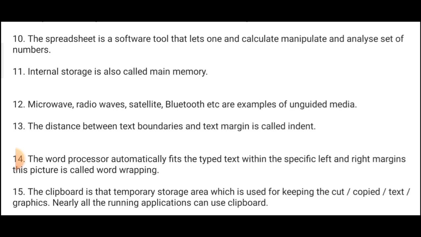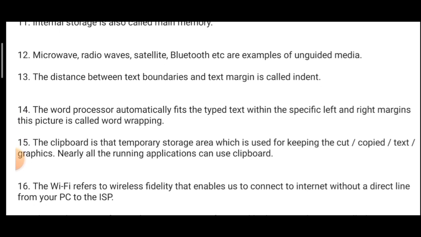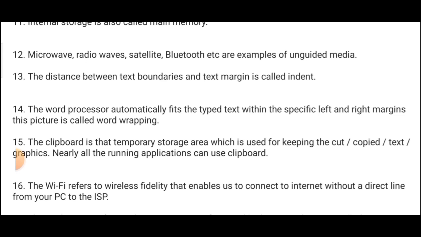Then the next one, the internal storage is also called main memory. Basically the main memory deals with the random access memory, but here internal memory is also known as main memory. Then the next one, microwave, radio waves, satellite, Bluetooth, etc. are the examples of unguided media.